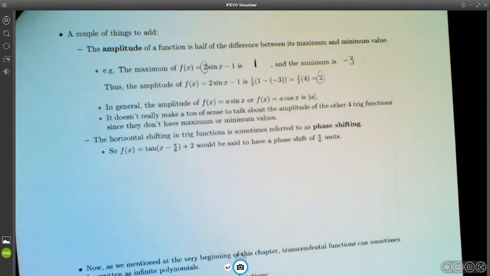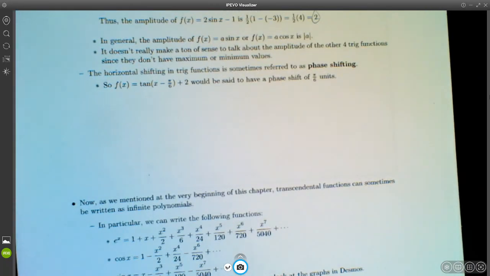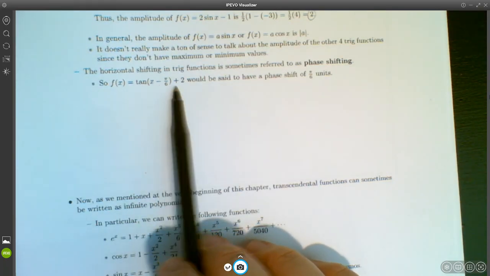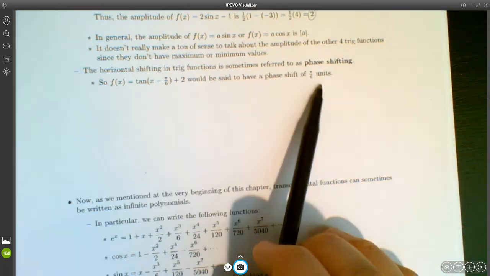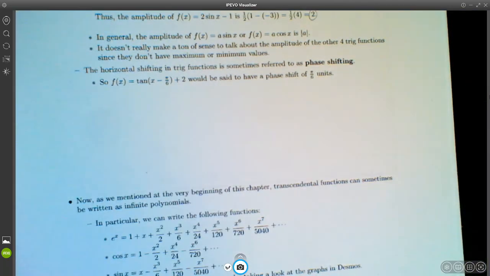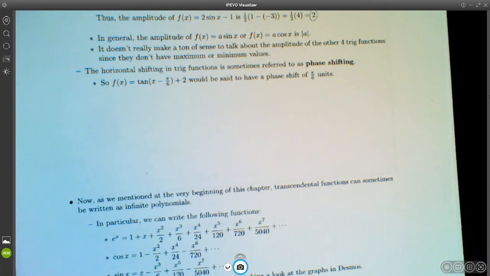And then phase shifting is just another way to say horizontal shifting. The horizontal shifting in trig functions is referred to as a phase shift. I'm not sure why we give it a special name, but there you have it. So for f of x equals tangent of (x minus pi over 6) plus 2, this function would be said to have a phase shift of pi over 6 units. It's the horizontal shift. And that's all I have to say about that.